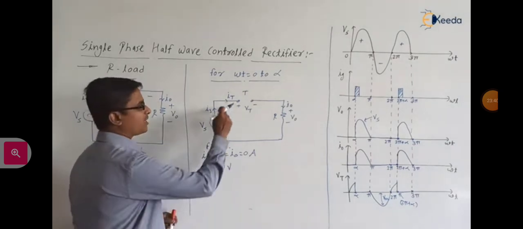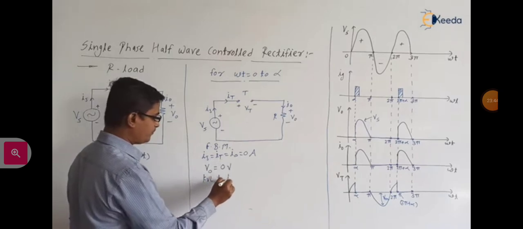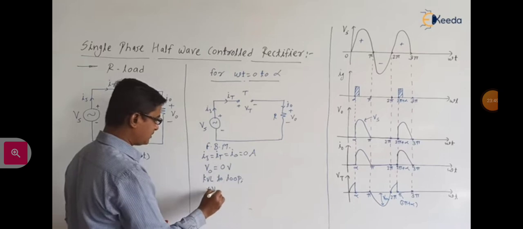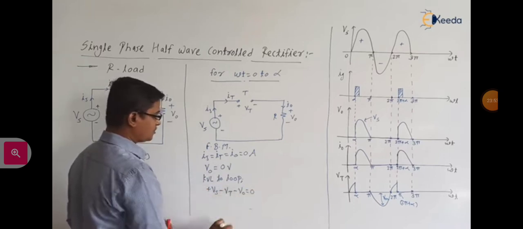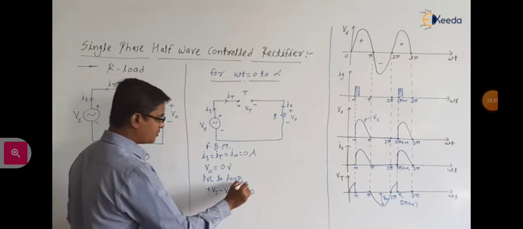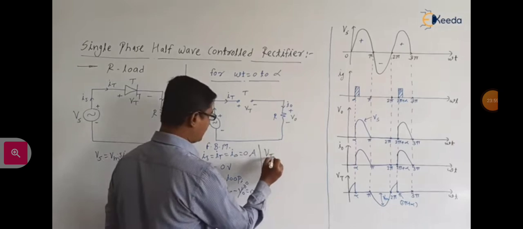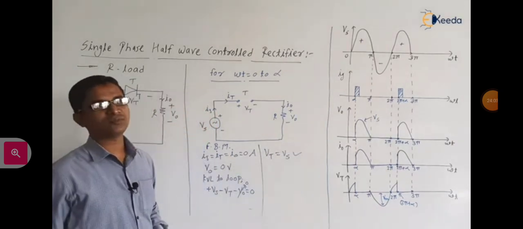Next, can we apply KVL to the loop? Yes. KVL gives plus Vs minus Vt minus V0 is equal to 0. Since V0 is 0, we can write Vt is equal to Vs. So the thyristor voltage is the same as the supply voltage.